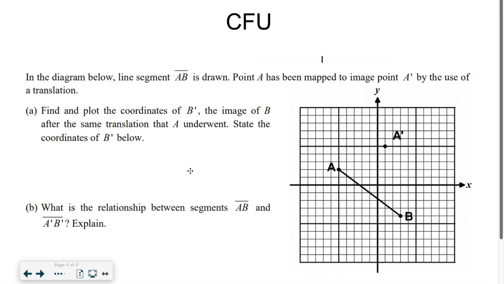Now here is your CFU, okay? Find and plot the coordinates of B prime. So here's B and here's segment AB. I've already done A prime for you. And you need to find B prime and state the coordinates. And then what is the relationship between segment AB and segment A prime, B prime? And explain. That is all.